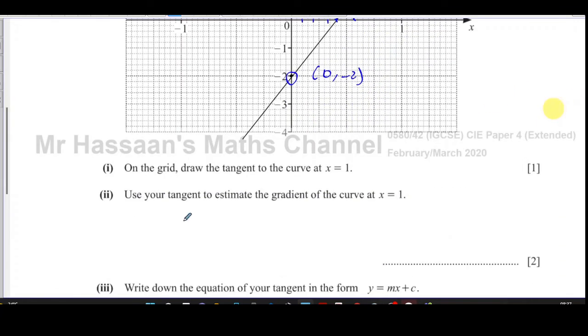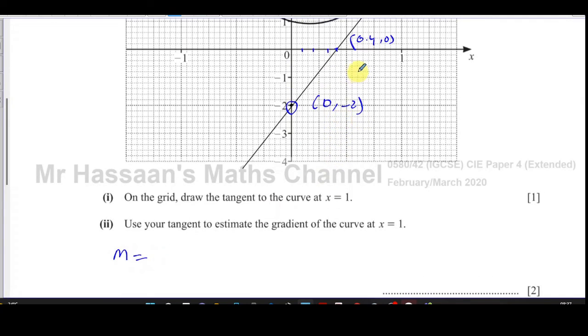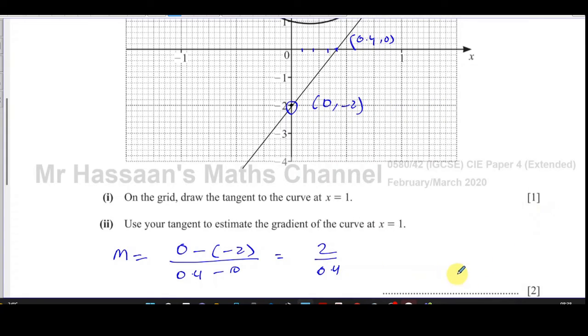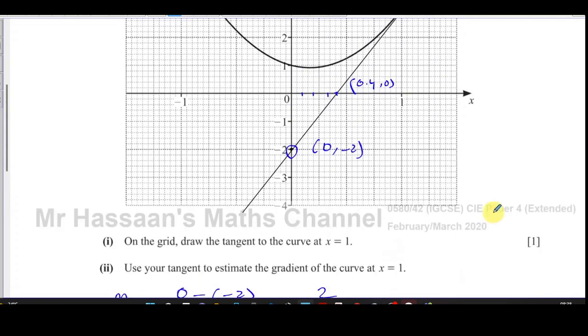The gradient of a line is given by the change in y, which is 0 minus minus 2, 0 take away negative 2, over the change in x, which is 0.4 minus 0. So you end up with 2 over 0.4. 2 divided by 0.4 gives us 5. So that's the gradient of the line using those 2 points.